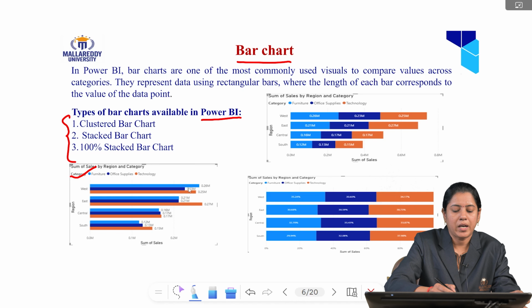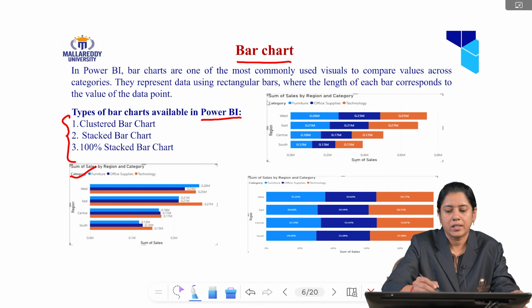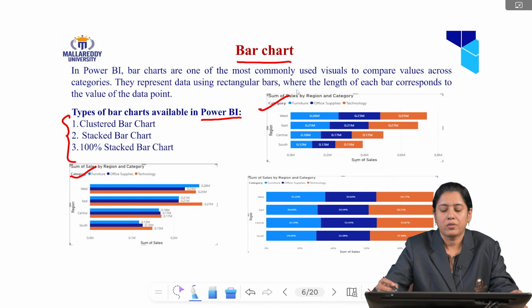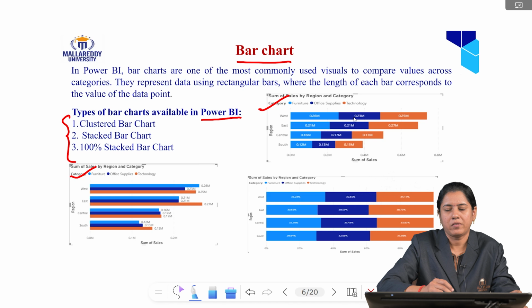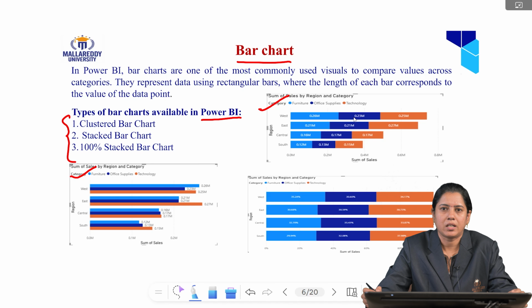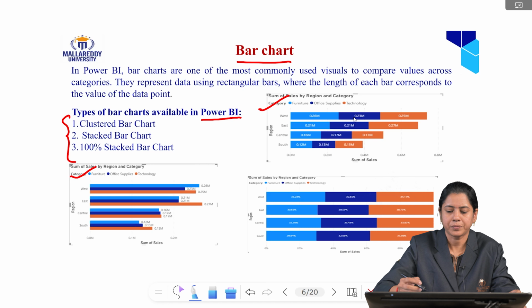In the clustered bar chart, you have the bars side by side. In the stacked bar chart, we have the categories in a stacked manner, that means one on the other. That is the difference between the clustered bar chart and the stacked bar chart. Both give us two or more category-wise, dimension-wise measures information.